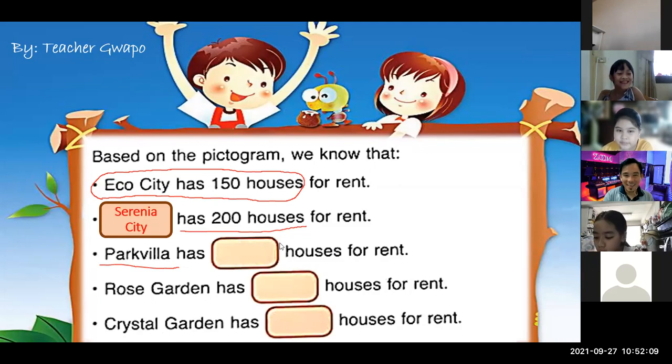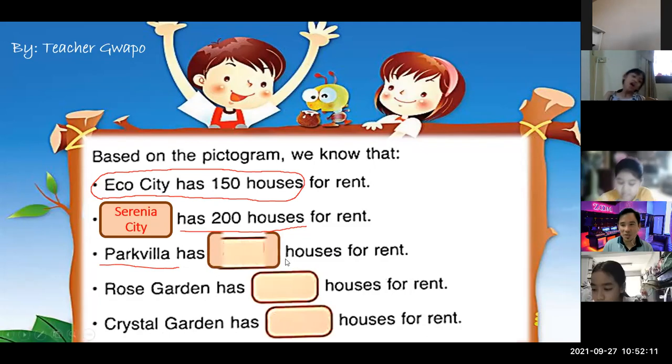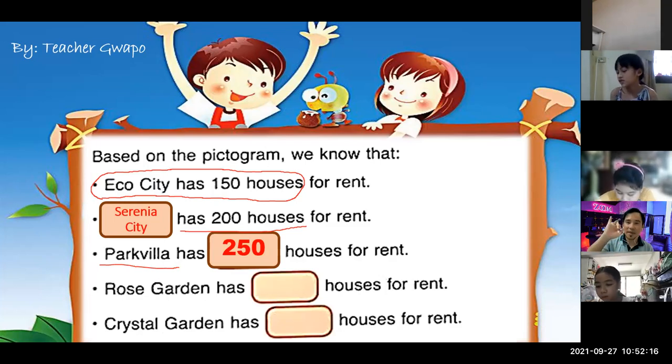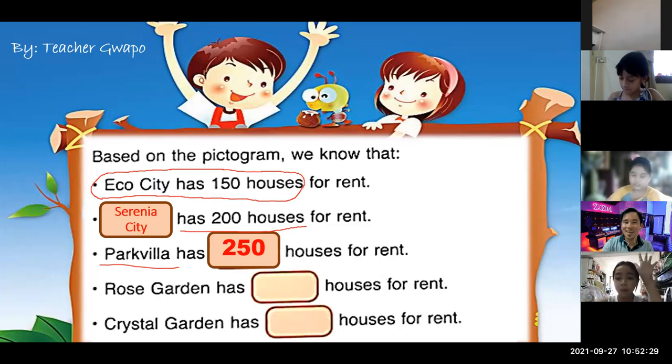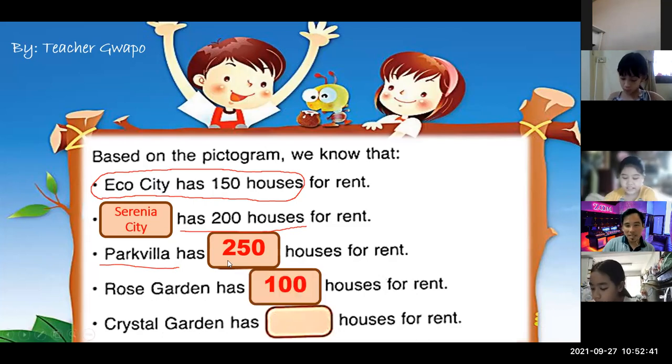In Park Villa, there are 250, because there are five pictures. So 50 plus 50 plus 50 plus 50 plus 50. 50, 100, 150, 200, 250. Very good. How about in Rose Garden? 100. 100 houses for rent in Rose Garden.